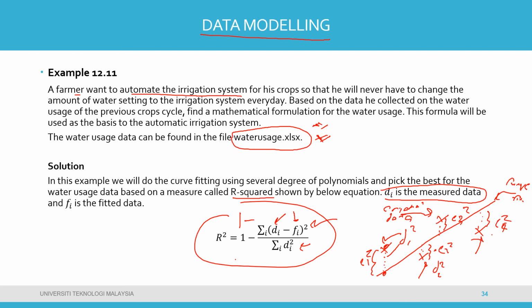If the error is small, R squared will become 1. If the error is very large, R squared becomes smaller. So you want R squared to be 1. That is the best result.